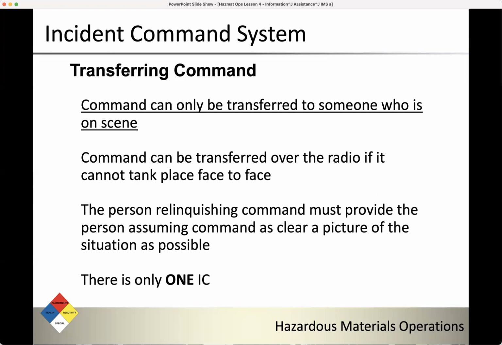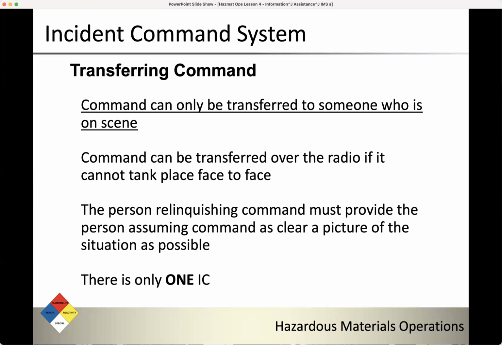Now, if you're not the fire chief and your fire chief arrives on scene and they are at least trained to the hazmat ops level, now you can transfer command to them. These are some aspects of that. Keep in mind, command can only be transferred to someone who is on scene. So you get on scene, you get the command transferred to you.